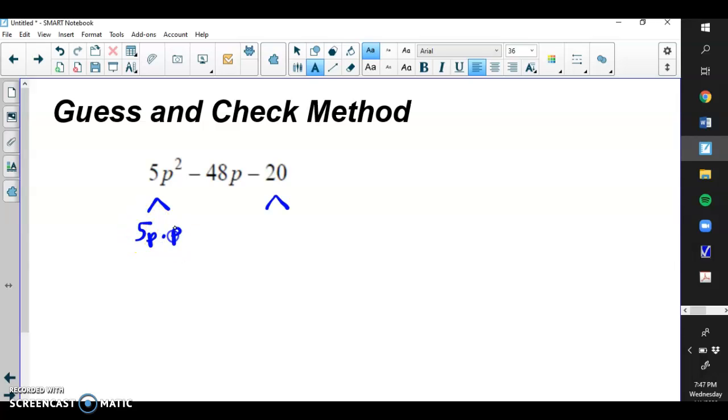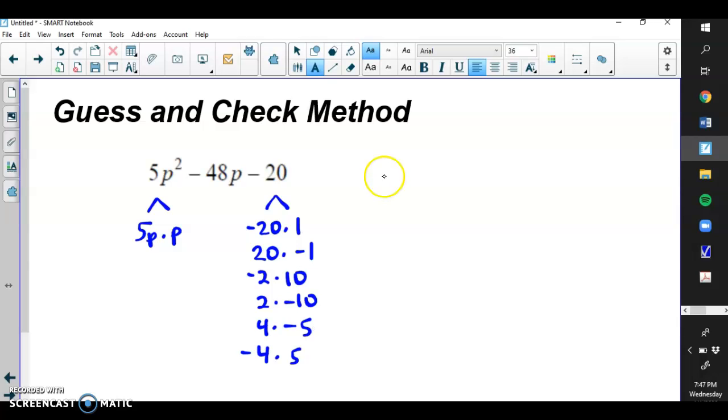So 5p times p is the only way to get 5p squared. Negative 20 has a lot of possibilities though. We could have negative 20 times 1, 20 times negative 1, negative 2 times 10, 2 times negative 10, 4 times negative 5, negative 4 times 5. So now that we have all the possible options, we're going to pick a couple and try to guess and check. At least we know that we have to have 5p in one of the parentheses and p in the other one.